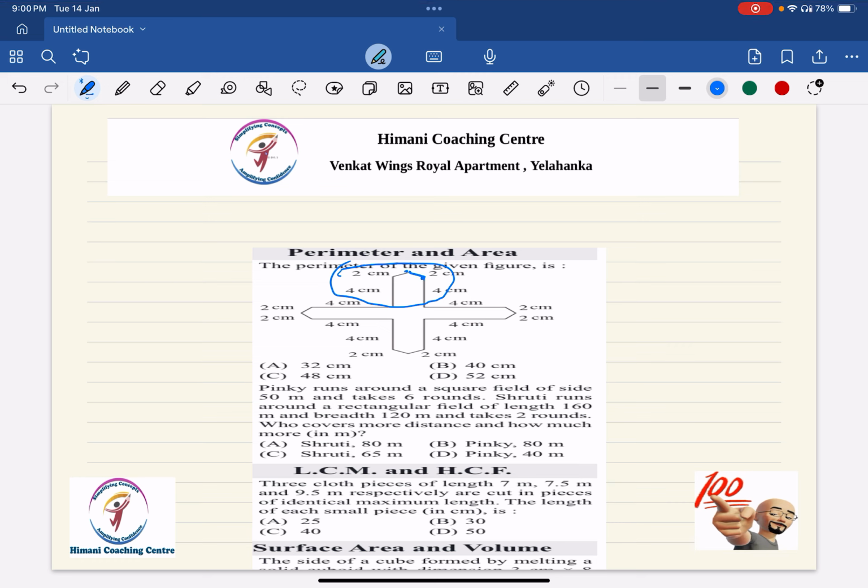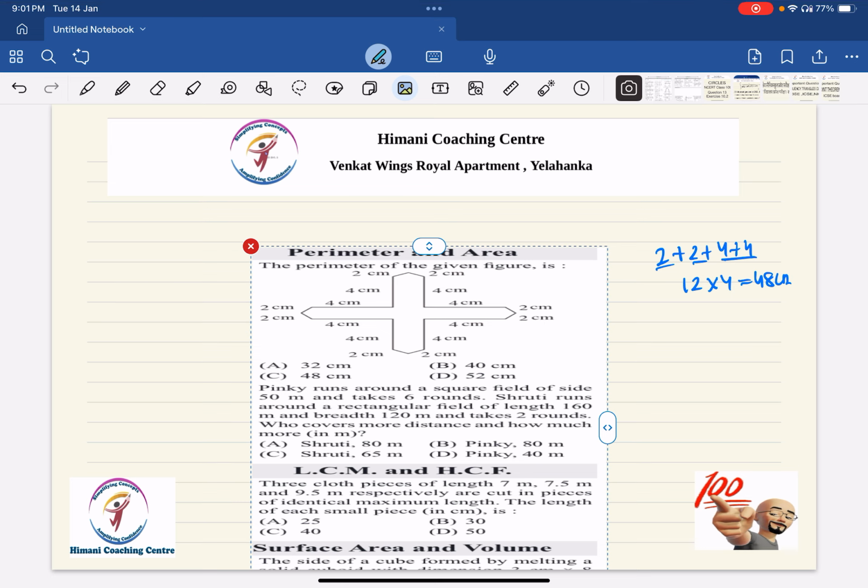So 2 plus 2 plus 4 and plus 4. So that is the perimeter of this, and we will add that and multiply that with 4. Why? Because there are 1, 2, 3, 4 such shapes. Okay, they are similar. So let's do that. So 2 plus 2 plus 4 plus 4. So 4 plus 4 is 8 and 2 is 10 and 2 is 12. Now 12 into 4 is 48 centimeter. So that is the right option for this particular question.